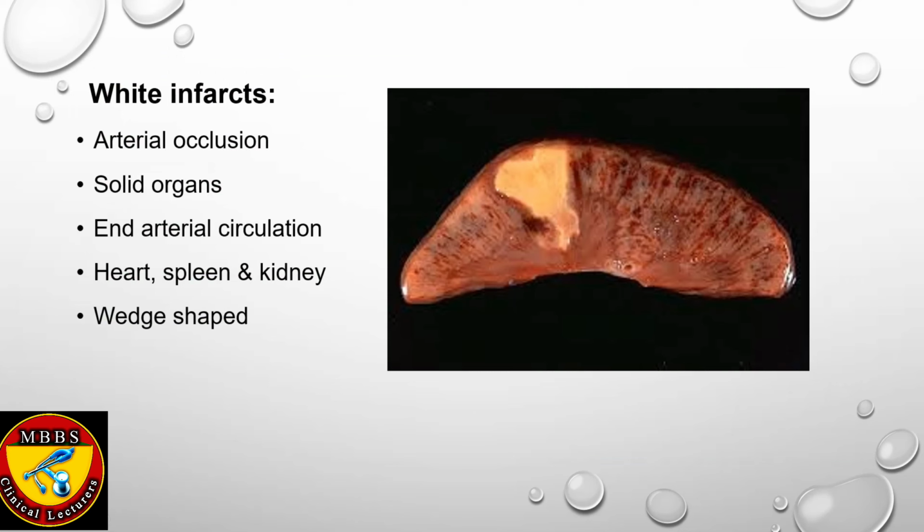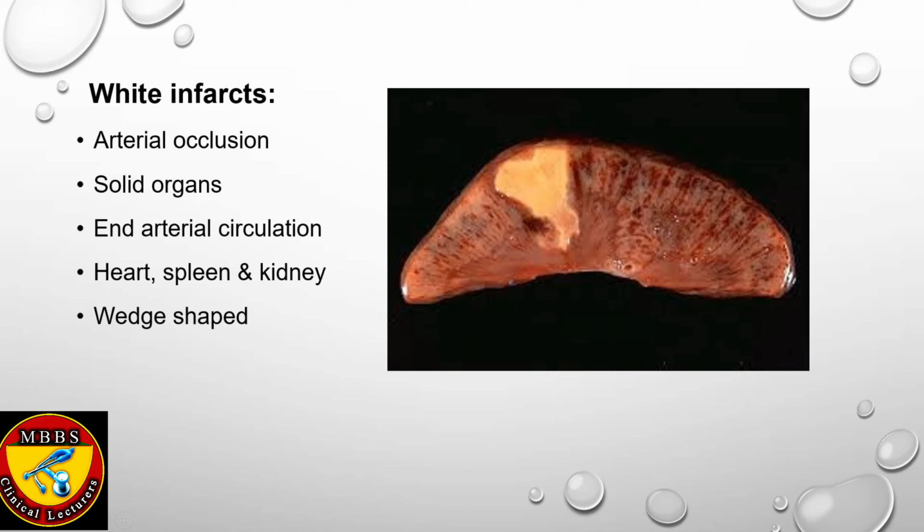Then we'll talk about the white infarcts. These are usually seen by arterial occlusion, commonly seen in solid organs which have end arterial circulation, right? So certain solid organs like heart, spleen and kidney present with white infarcts. Here the tissue is solid, so the blood does not leak into the adjoining capillaries. There is very little hemorrhage, so they appear white. And most importantly, remember, they are wedge shaped.